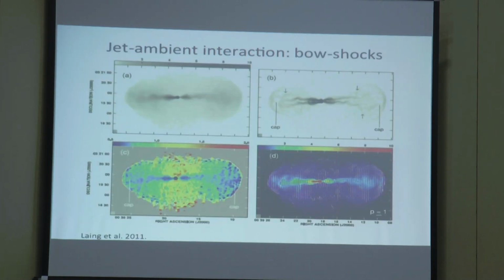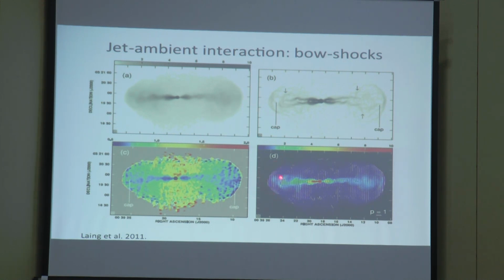Shocks. This is an FR1. I showed you FR2 before. This is an FR1. It is brighter at the center than on the edges, as opposed to FR2s. And you see that it becomes really symmetric with distance, from here to here, for instance. But you also see that you have a flow. It becomes transonic and subsonic at some point because of deceleration, but you still have shock structure here.